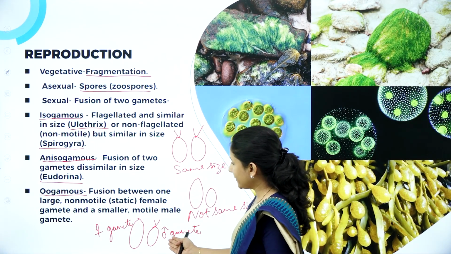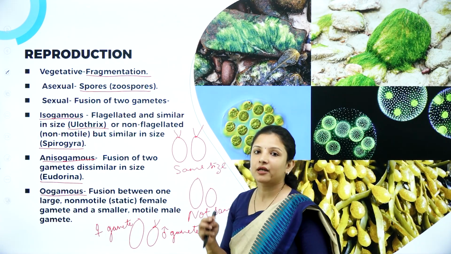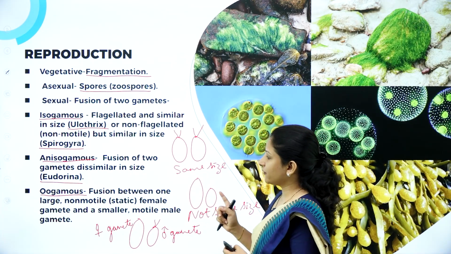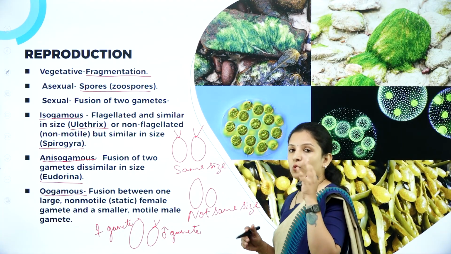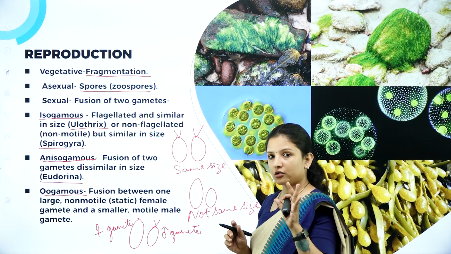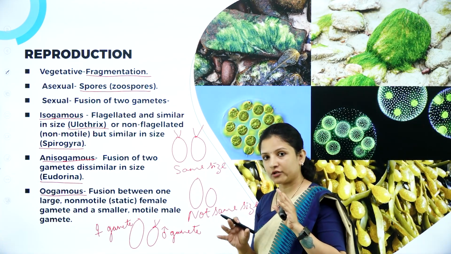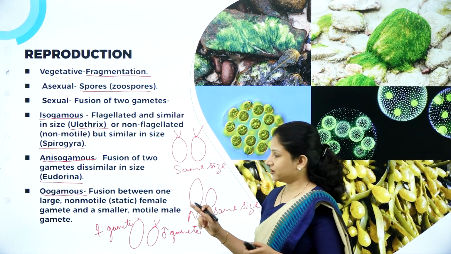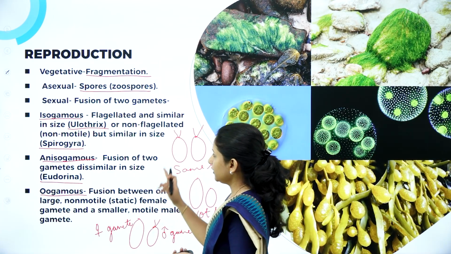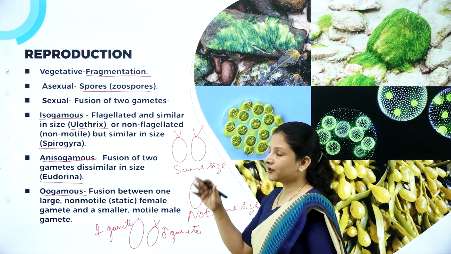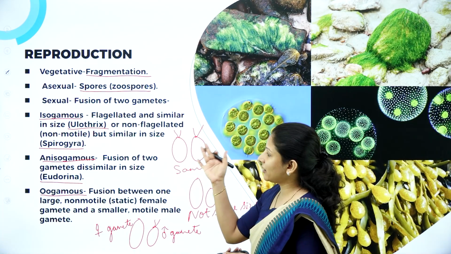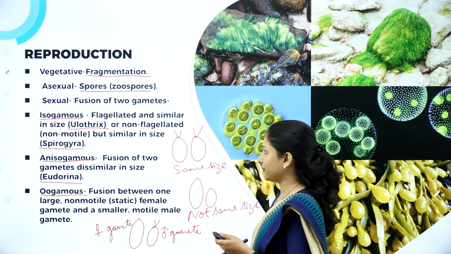It is the male gamete that will move towards the female gamete and it will fuse there. Such a type of fusion of gametes, wherein the female is larger and not motile, and the male is smaller and motile, is called oogamous. So, this is about the three different types of gamete fusion, that is isogamous, anisogamous and oogamous.